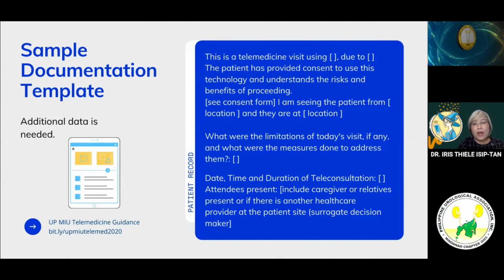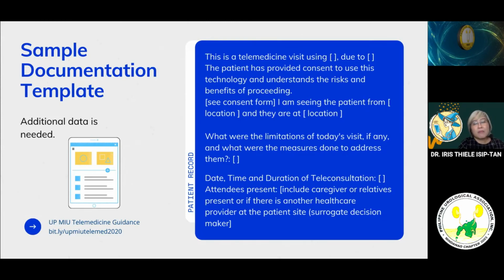So the reason why it's a teleconsultation, so we'll say, well, there's a quarantine, the patient cannot come to the clinic, that's why we're having a teleconsultation instead. Document that consent has been gotten. Where am I seeing the patient from? Where is the patient? What are the limitations of the visit, if any? So the example I gave earlier was not being able to do an abdominal exam.